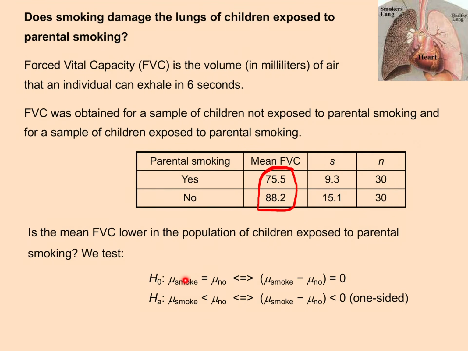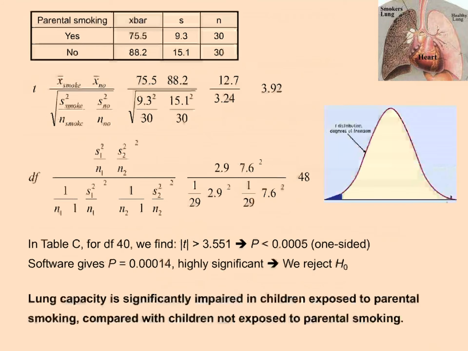All right, so our null hypothesis is that the population mean for smokers in terms of forced vital capacity is the same as it is for non-smokers. In other words, the difference between smokers and non-smokers for FVC would be 0. The alternative is that smokers would have a lower forced vital capacity, or that the difference between them would be negative. Why negative? Because smoking should reduce forced vital capacity, take it in the negative direction. So it's definitely going to be a one-sided test here.